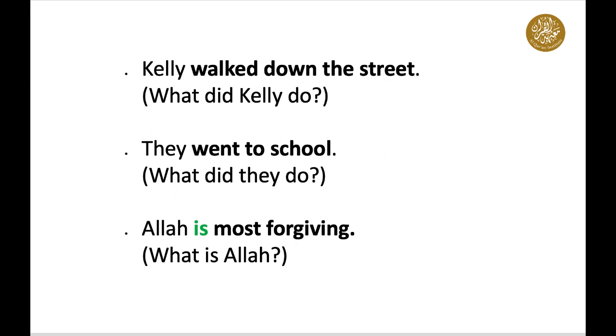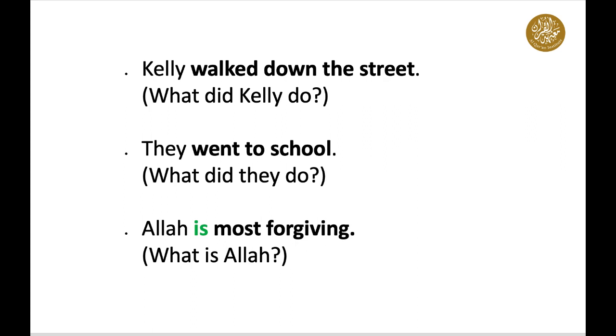Similarly, let's look at the next sentence. They went to school. What did they do? They went to the school. So that is the information about them. So that's why they is the subject and went to school together is the khabar or predicate. Allah is most forgiving. What is Allah? What is the information? What is the khabar about Allah here? Allah is most forgiving. So most forgiving is the predicate or khabar.